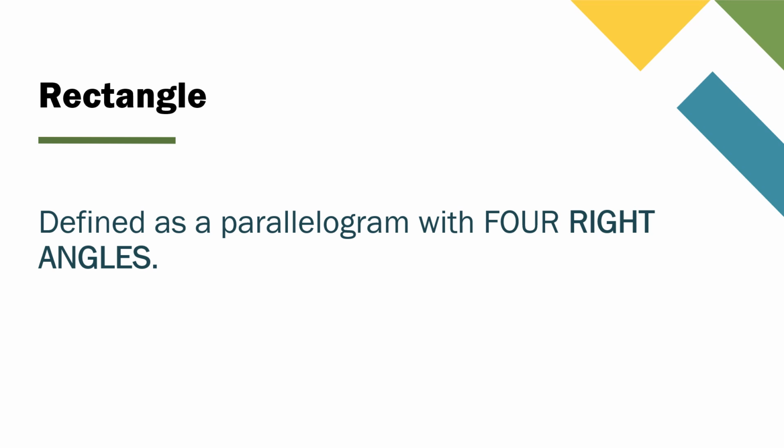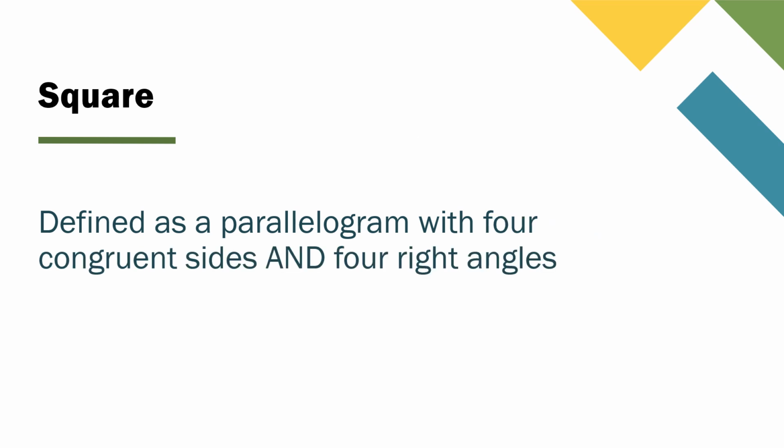Now, similarly, if you have a shape or a diagram and it is defined as a rectangle, that means that you can assume that all 4 angles within the rectangle are right angles. All right, so all 4 of your angles within this shape are 90 degrees. And then sort of combining those two shapes, rhombuses and rectangles, a square is defined as a parallelogram with 4 congruent sides and 4 right angles. All right, so not only are the sides all congruent, the angles are all congruent as well, and they're all 90-degree angles.